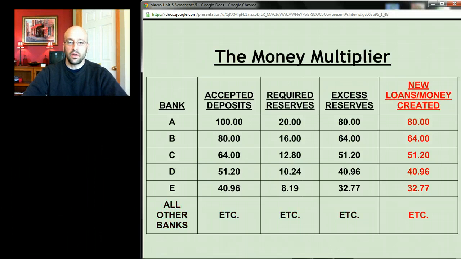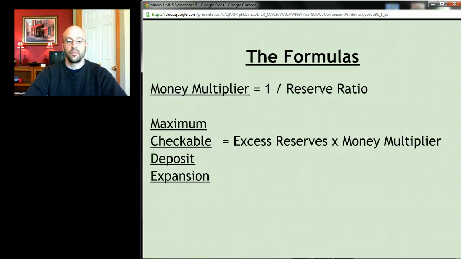In fact, if you look at the final column, you can see that that original $100 deposit actually turns into quite a bit of new money. 80 plus 64 plus 51.20, and on it goes. Now we can go through a table like this to figure out exactly how much new money gets created. Alternatively, and preferably, we can use a couple of formulas to figure out the same thing.